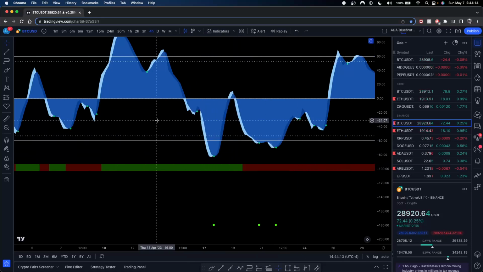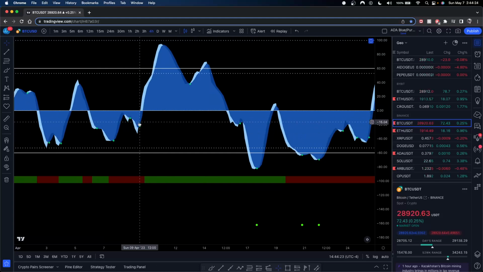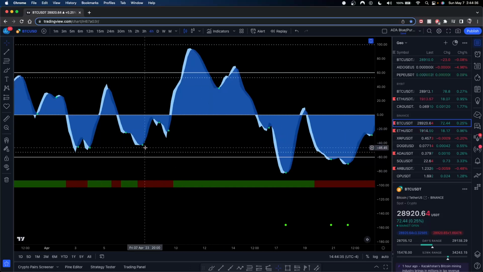So you can see that every time the lighter blue wave curves into the darker blue wave, at the point that it crosses, it gives us a green dot. Now, green dots are an indication of not necessarily the bottom, but it could be a bottom.